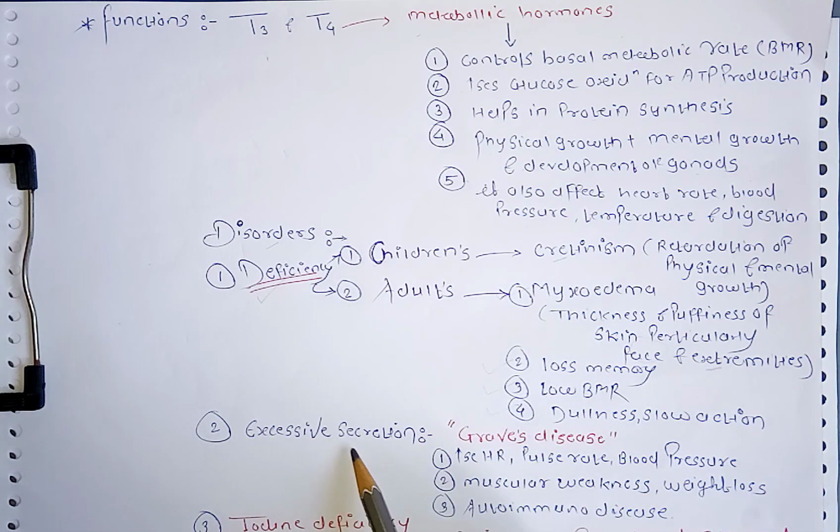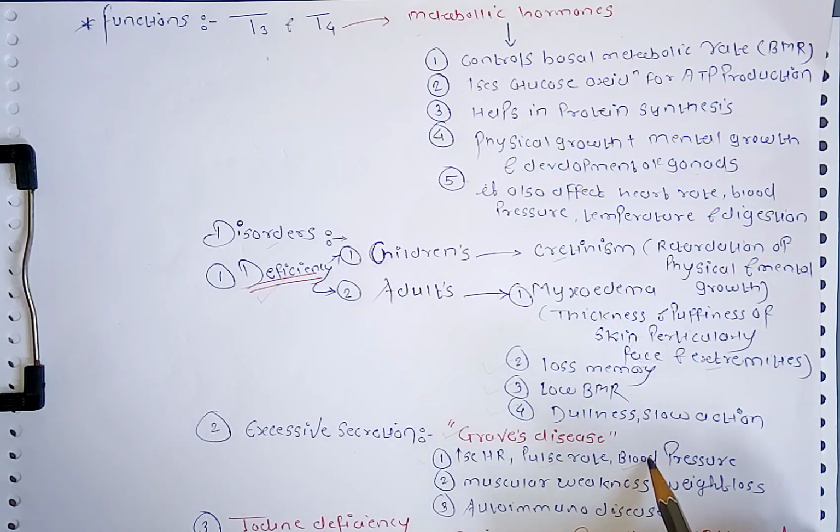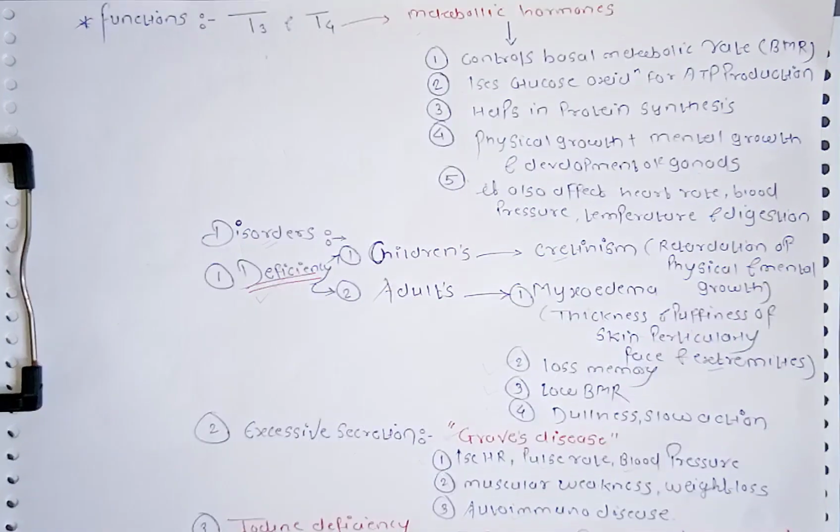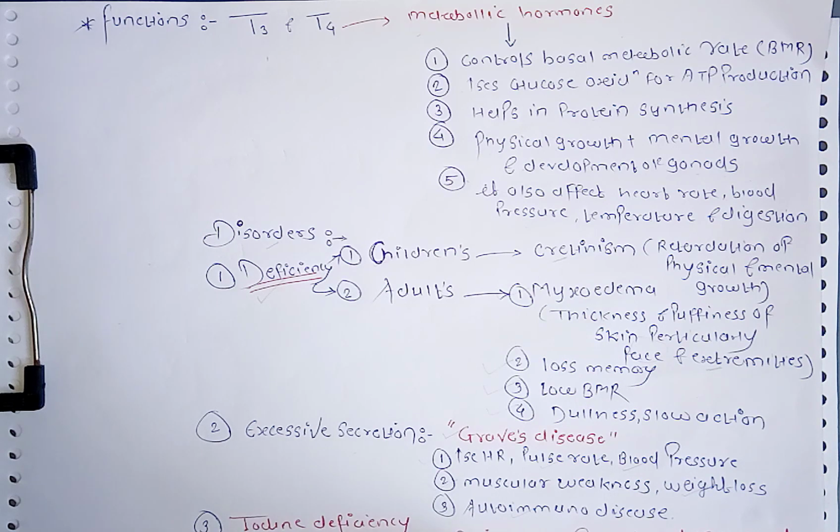If there is excessive secretion, it will cause Graves' disease, that is increased heart rate, increased pulse rate, increased blood pressure, as well as muscular weakness, weight loss, and autoimmune disease. We are familiar with iodine deficiency disorder, that is goiter. It leads to enlargement of the thyroid gland. So this is the overall structure, function, and disorders of the thyroid gland.